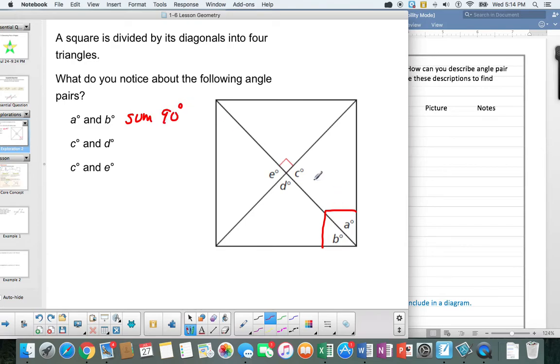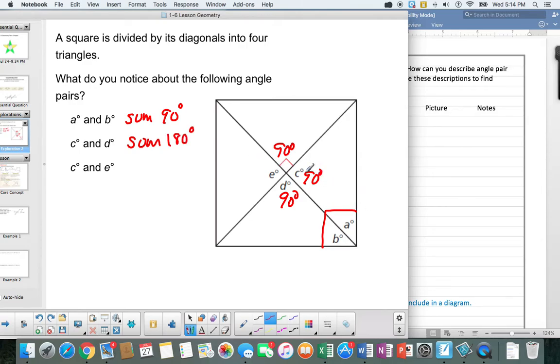Angle C, with this right angle symbol, means that this angle is 90 degrees. And we can see that this is a straight angle, so I can see C is going to be 90 degrees. And again, another straight angle, with one angle being 90 degrees, the other one will have to be 90 degrees. So I notice that this sum is 180 degrees.